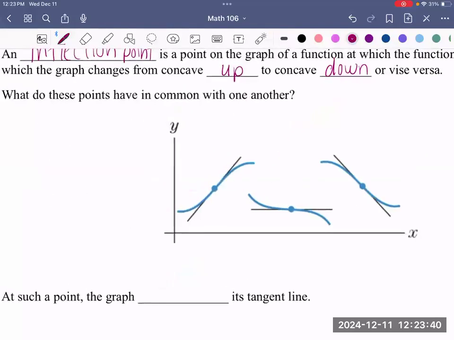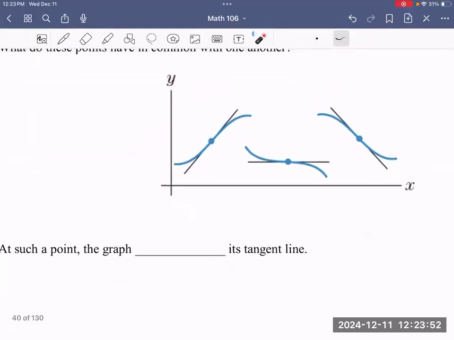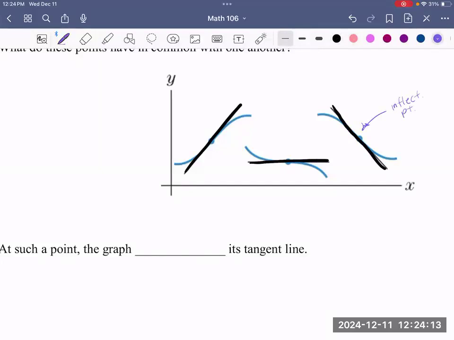So let's take a look and see what these inflection points shown right here have in common. Notice that your tangent line is in black here. If I were to highlight that, maybe thicken it up a little bit, what are all of these points? These are considered your inflection points. So these are all inflection points right there.